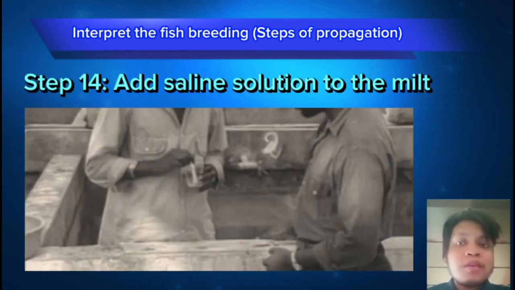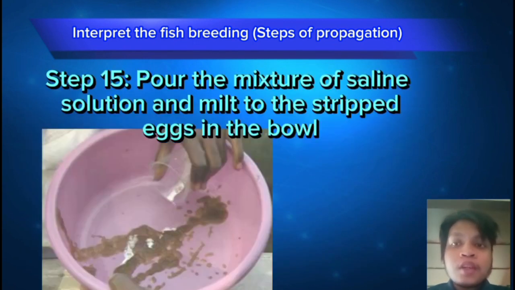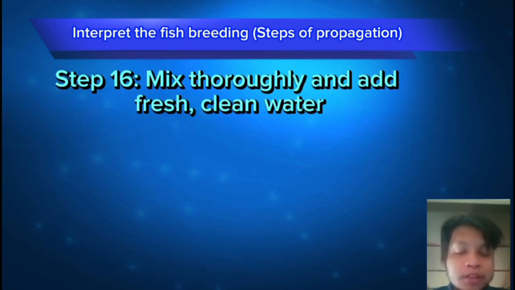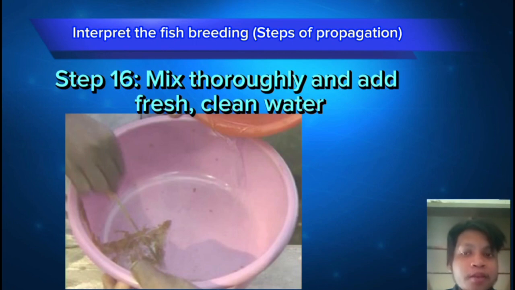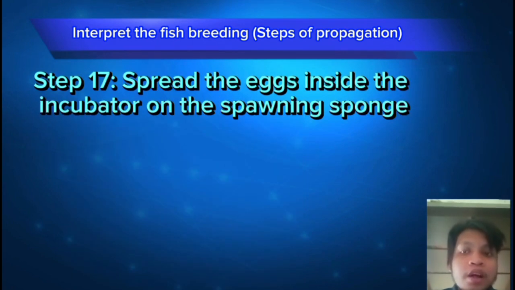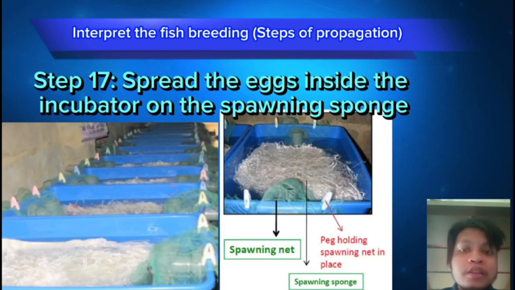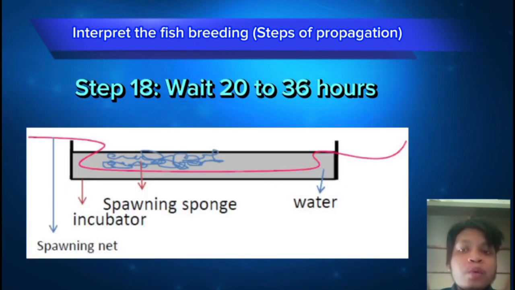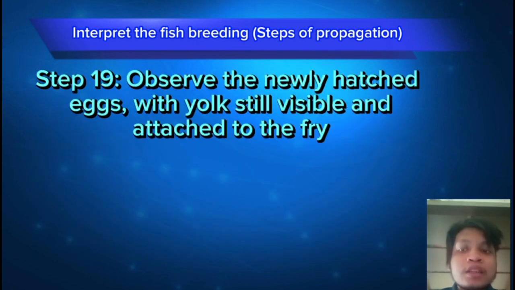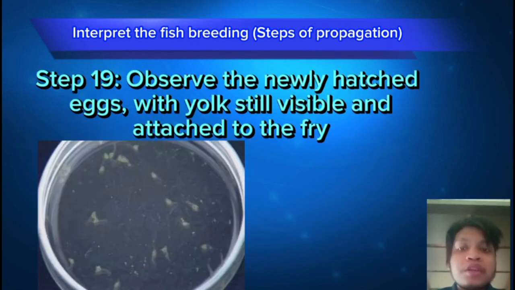Step 14, add saline solution to the milt. Step 15, pour the mixture of saline solution and milt onto the stripped eggs in the bowl. Step 16, mix thoroughly and add fresh clean water. Step 17, spread the eggs inside the incubator and the spawning sponge. Step 18, wait 20 to 36 hours. And lastly, observe the newly hatched eggs, with the yolk still visible and attached to the fry.